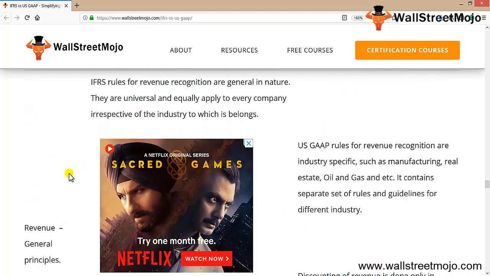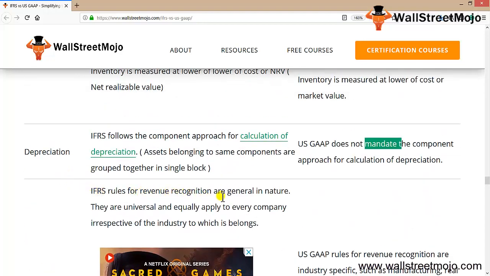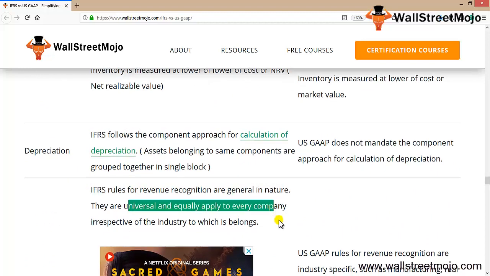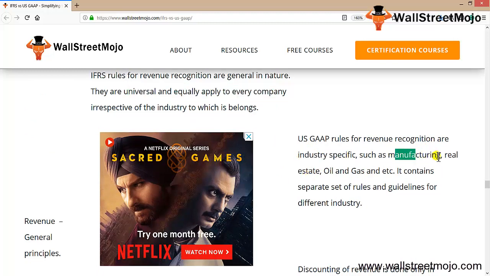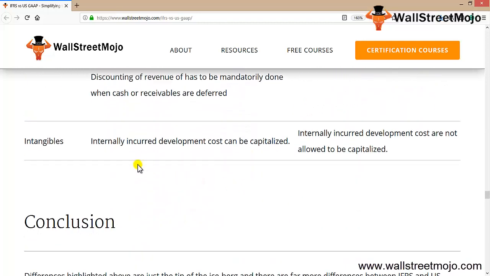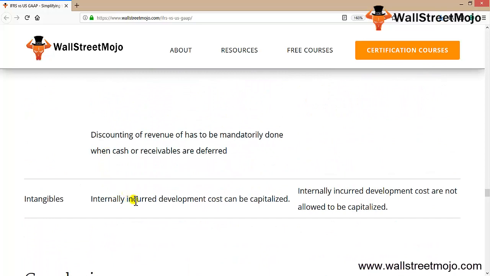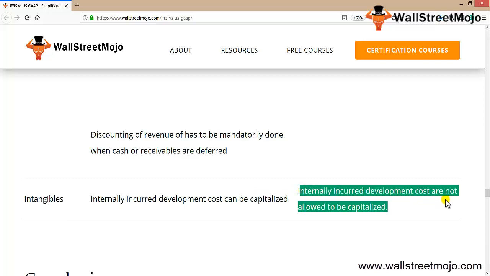The same goes with revenue. IFRS rules for revenue recognition are general in nature, universal and equally applied to every company. In US GAAP, rules for revenue recognition are industry specific, like in manufacturing, real estate, oil and gas, each containing a separate set of rules and regulations. In case of intangibles, under IFRS internally incurred development cost can be capitalized. But over here in US GAAP, internally incurred development costs are not allowed to be capitalized.